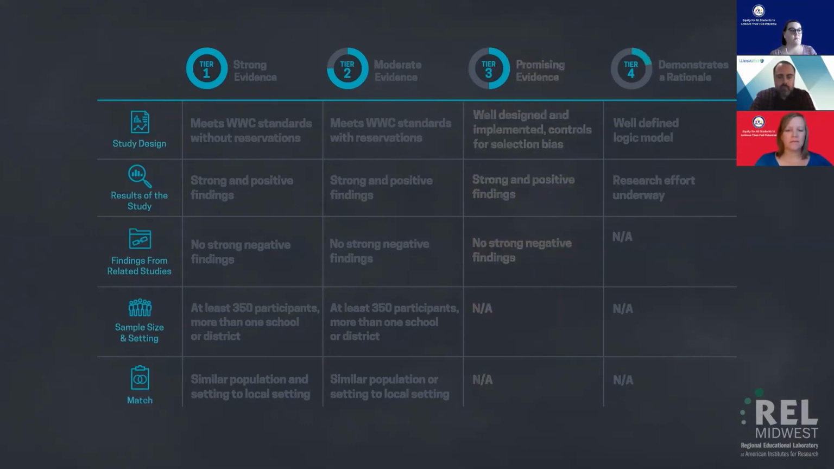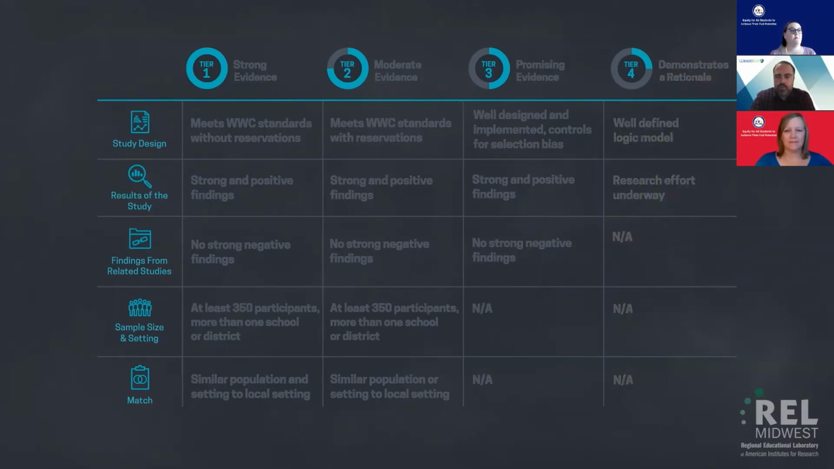Tier 4, or demonstrates a rationale, is a way for states, districts, and schools to encourage innovation and research on promising interventions that do not yet have a research base that meets the ESSA standards, but may still improve student achievement. Interventions that are rated in the demonstrating a rationale tier have a well-defined logic model or theory of action supported by existing rigorous research and some effort already underway by a state, district, school, or research organization to determine their effectiveness.